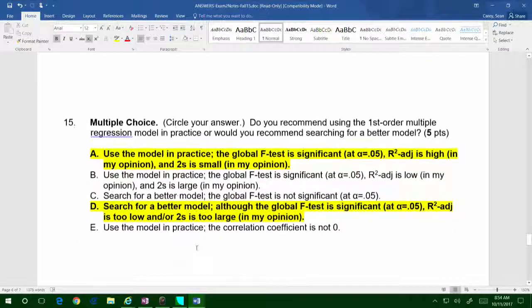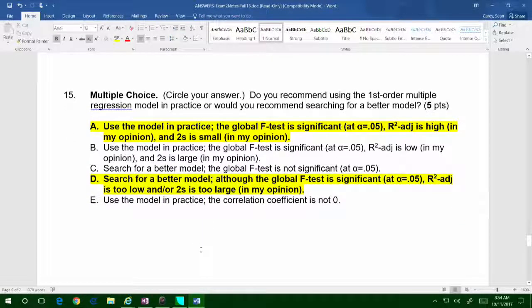Number 15 says, do you recommend using the model in practice, or would you recommend searching for a better model? And there are some choices. Now, how do you make this decision? Well, first, you're never going to use a model that's not statistically useful. So check that first. Well, this model was statistically useful. We did it with the global F test. So that's good. But is it practically useful? Because you're not going to use a model that's not practically useful either.